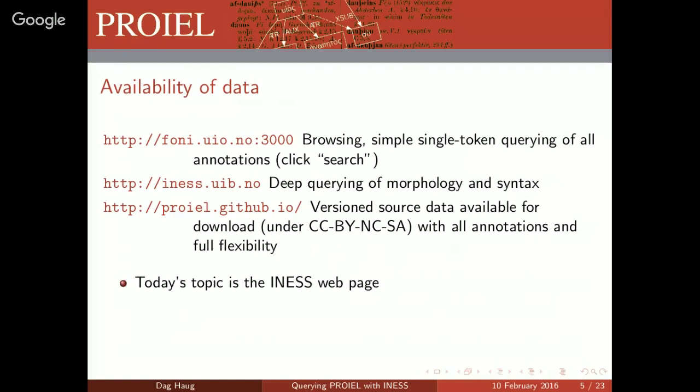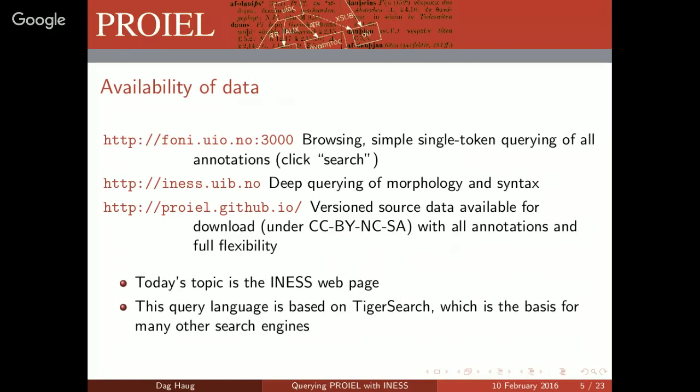So for today, the focus is on this sort of intermediate level, the INESS webpage, where you can get a lot of information out of a corpus without having to learn too much computer stuff. The query language used in INESS is based on TIGERSearch, which is also the basis for many other search engines. There is a search engine called TIGERSearch. There are others using similar query languages. So in a sense, if you spend some effort to learn this query language, it does transfer, not in every detail, but it does transfer largely to other tools that are available.